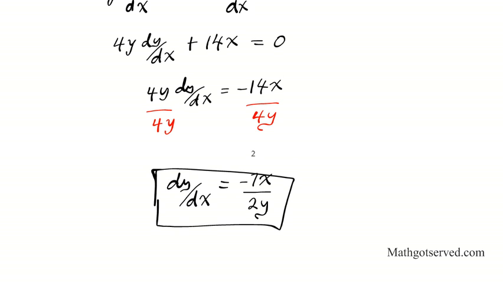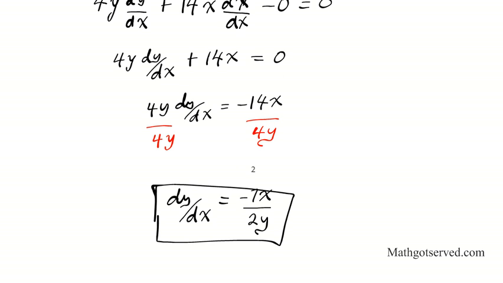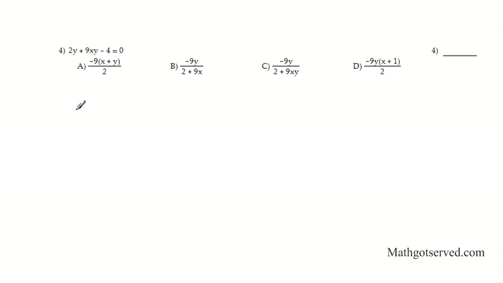Okay? All right. Now let's take a look at another example. Example 4. I want to differentiate this implicitly. 2y plus 9xy minus 4 equals 0.